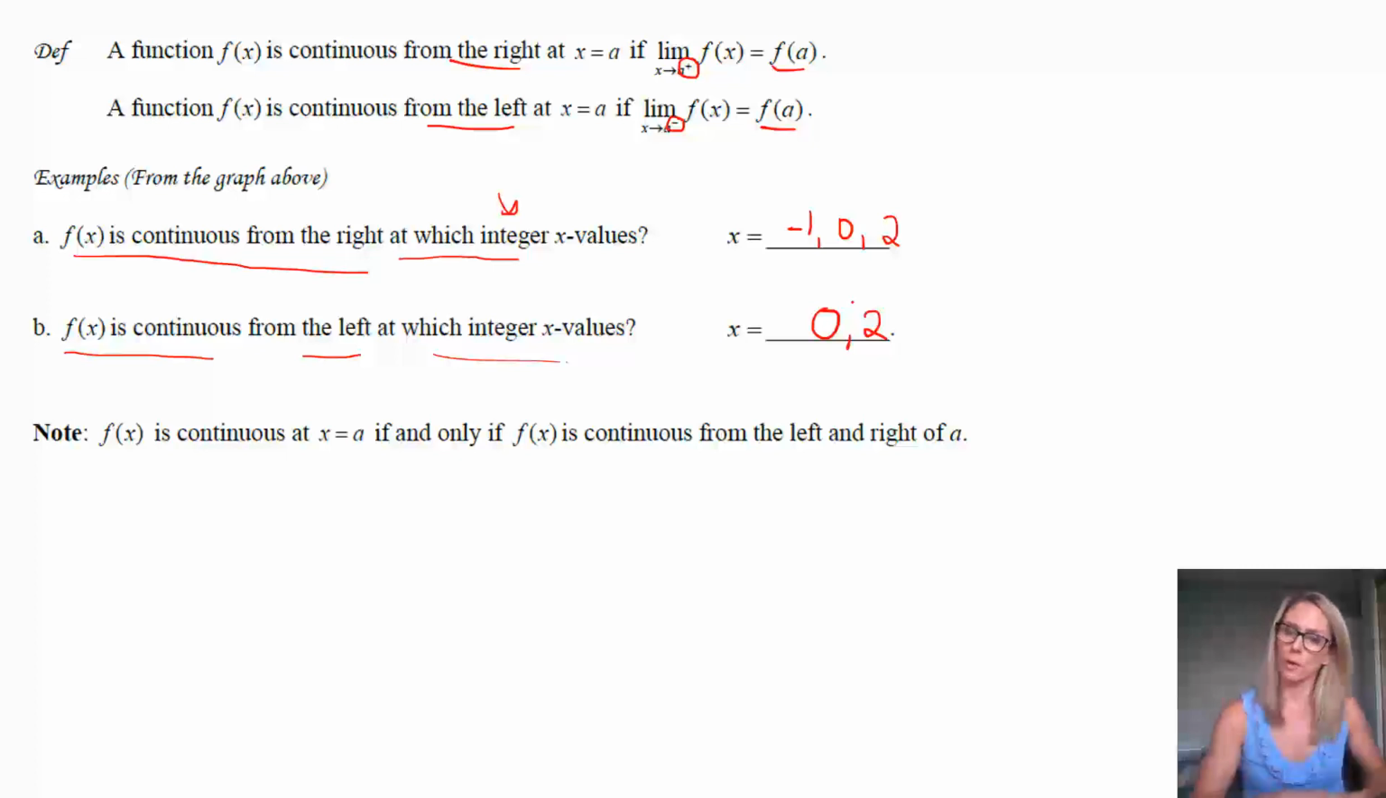And a note here at the bottom of the page and the bottom of my slide is to note that something can only be continuous if it is continuous from the left and the right, because of course that means that a limit would have to exist. And if a limit does not exist, then you couldn't even have total continuity, because you don't have a limit from the left or the right. So you need to have both of those.